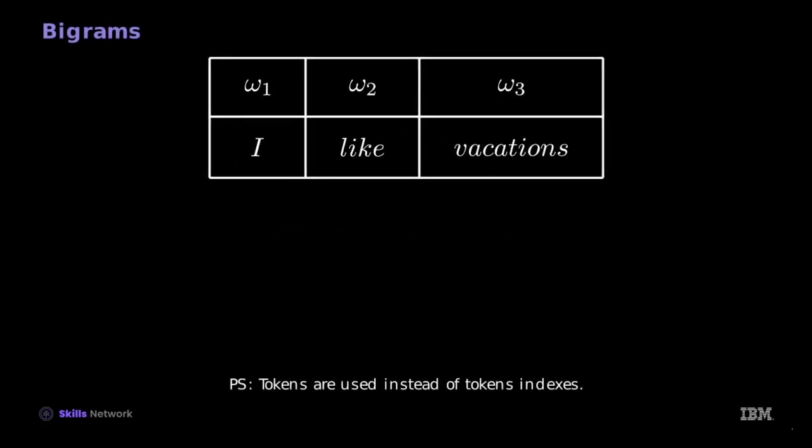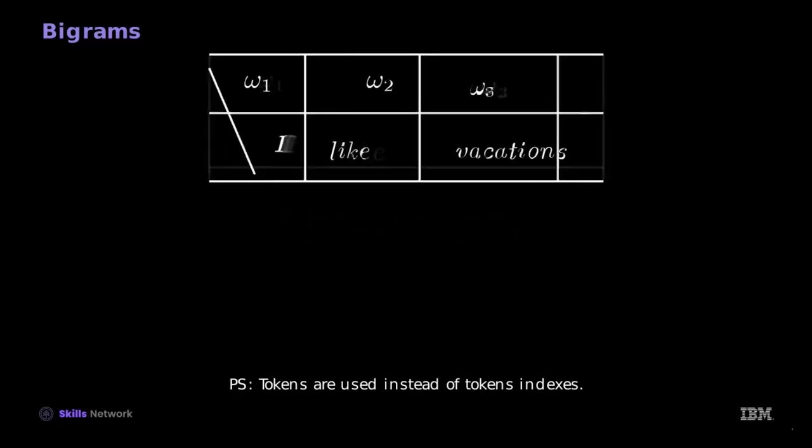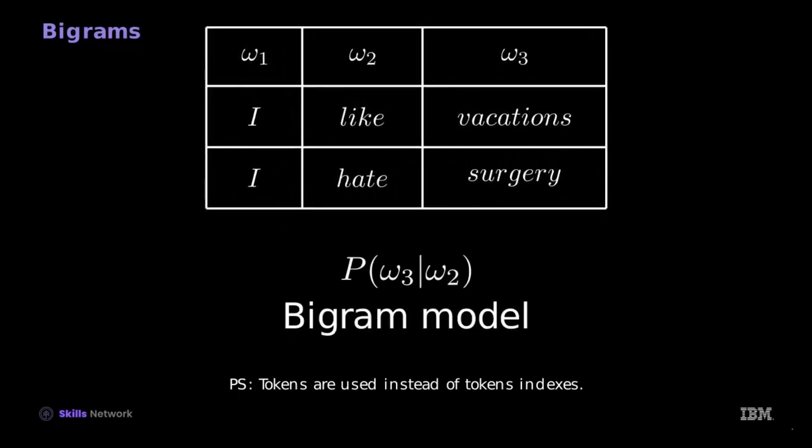You can depict this using a table, with each column labeled omega 1 to 3, representing a word and the subscript indicating its position in the sentence, that is, word 1, word 2, and word 3. The same goes for I hate surgery. This is where the bigram model comes into play.